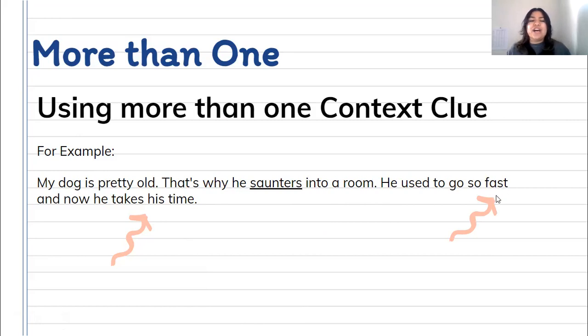He used to go so fast, and now he takes his time. So as you can see here, we did start with "my dog is pretty old." So that can help us make an inference saying that he might be walking slowly. The following sentence says he used to go so fast. That's an antonym. It's the opposite of what saunter means. And then following that, it says now he takes his time. Taking his time is a synonym for saunters, right? Because he's walking slowly, he's taking his time, he's an old dog. So it is possible to use more than one context clue to figure out the meaning of an unknown word.